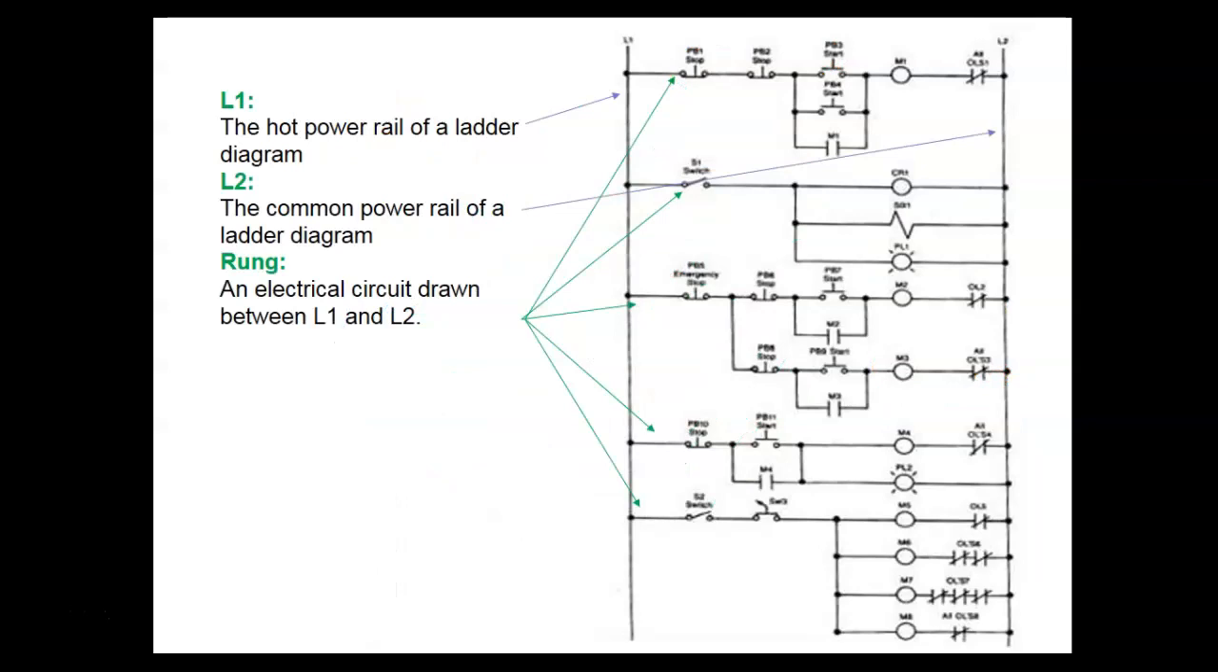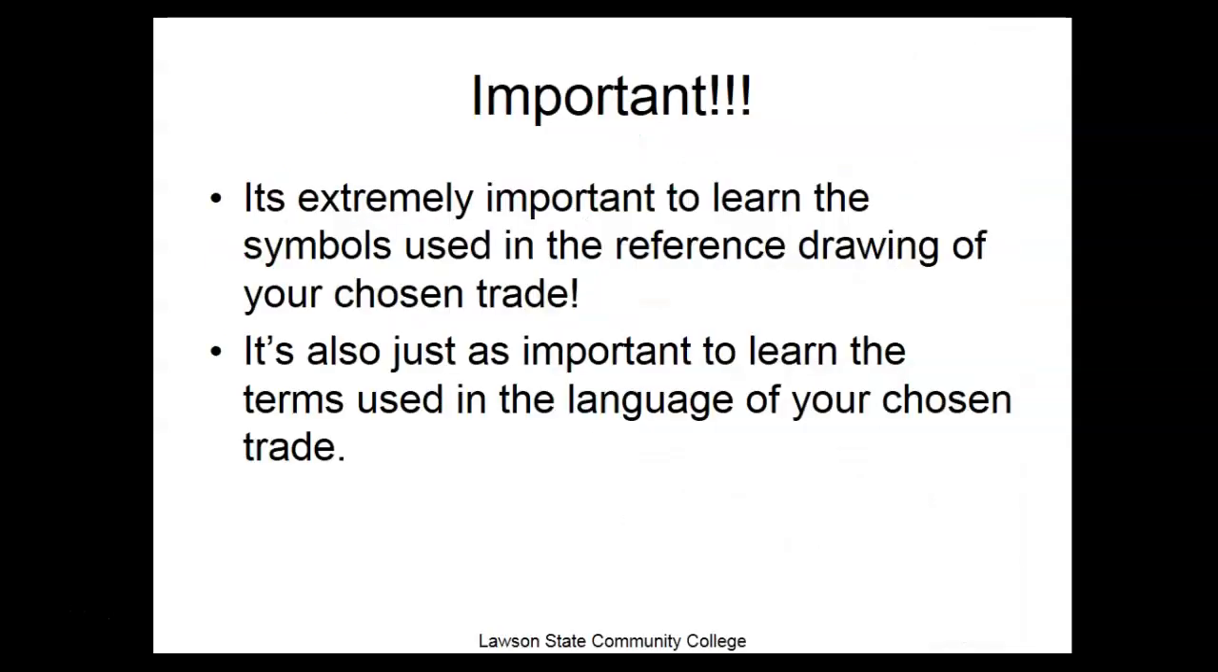These are all control devices. So L1 and L2, these are your two power rails. Of course, inside the PLC diagram, there's not really power there. It's a program. But we still are going to create our programs between L1 and L2, and we're still going to call them rungs.